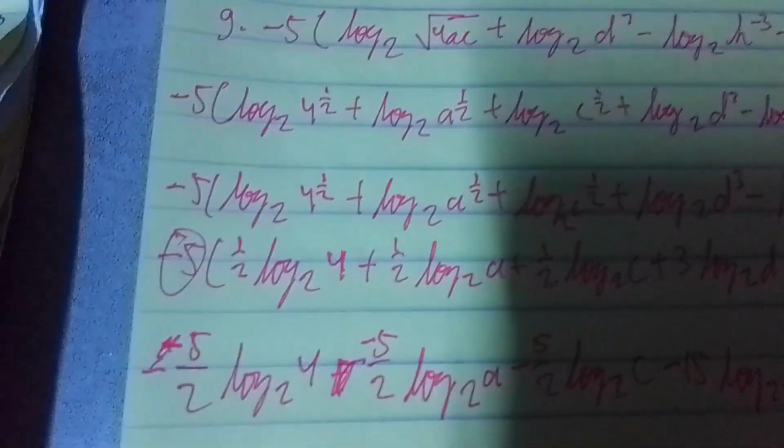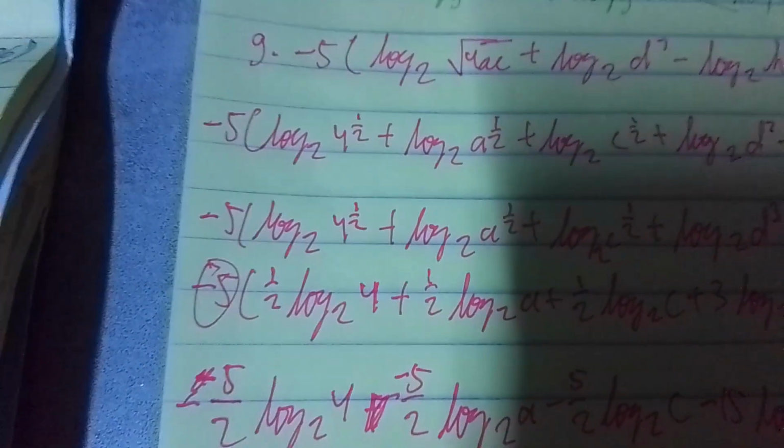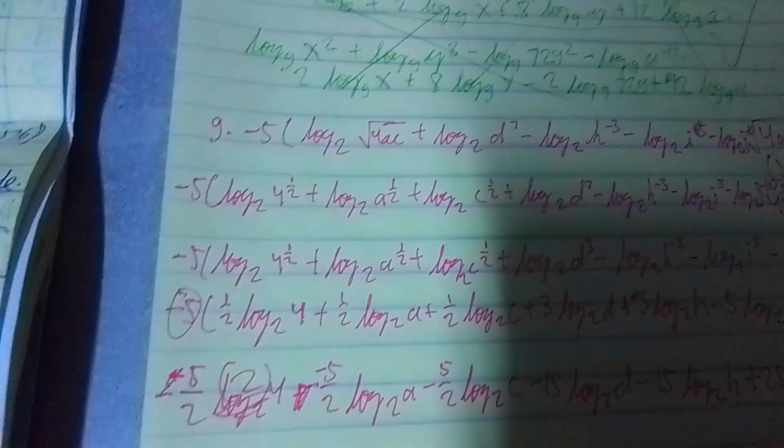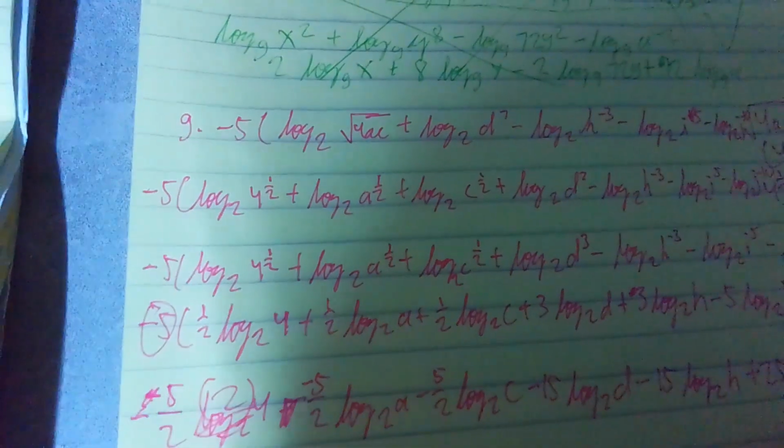And then plus, that becomes negative 15 log base 2 of H. And then negative 5 times negative 5 becomes positive 25 log base 2 of I. And then negative times positive minus 50. Minus 50 log base 2 of J. And that's our final answer.